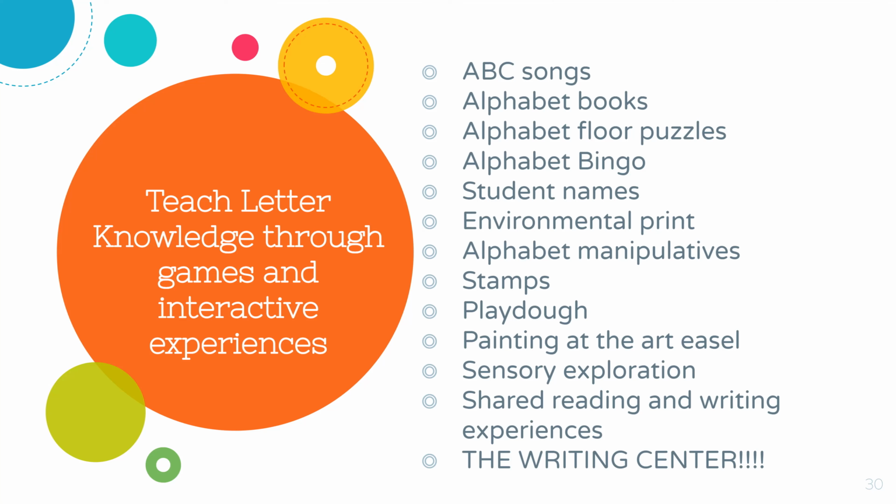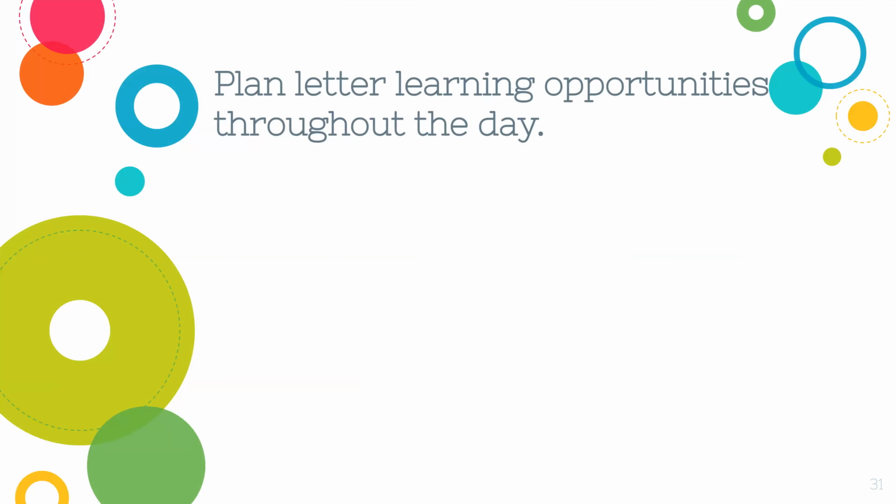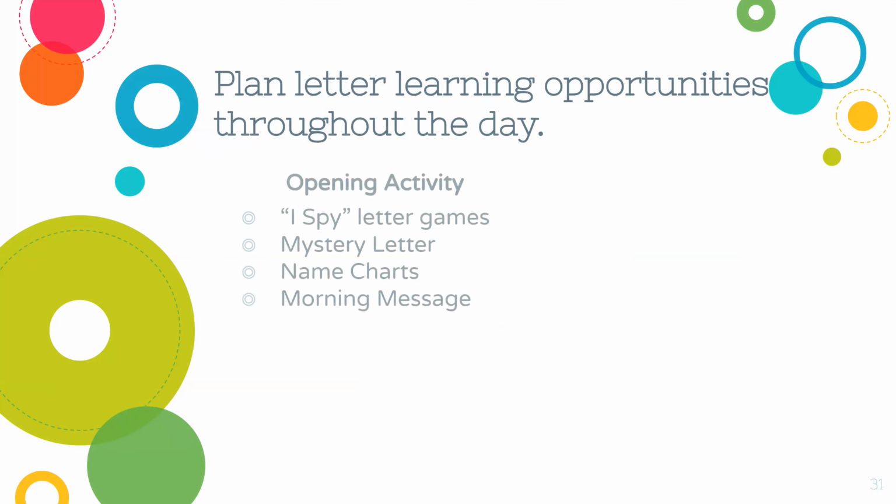Sensory exploration, again, is mentioned here, so valuable to teach letter knowledge and letter formation. Shared reading and writing experiences where they can watch you model the formations of letters as you're talking about writing them. And the writing center during center time is a great place for children to practice their letter knowledge. So plan these opportunities throughout the day. In your lesson plans, in opening activity, you can play I Spy letter games, mystery letter, where you give clues about what a letter looks like and they guess the letter, writing name charts, and finding letters in the morning message. During story time, you can read alphabet books.